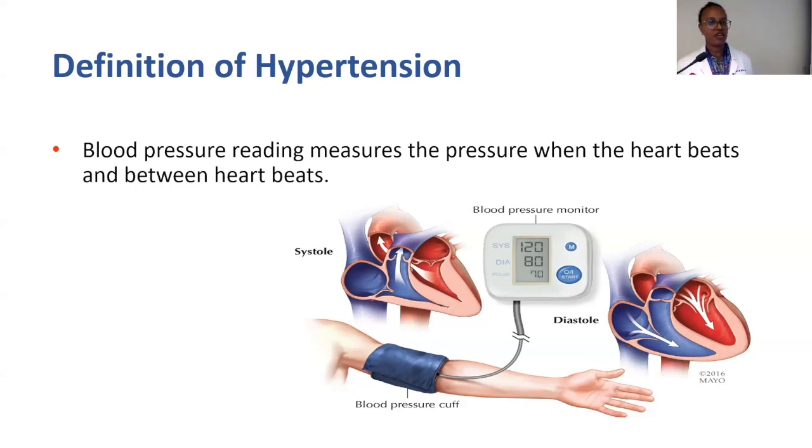So, definition of hypertension. Bear with me, some of this you may already know, but it's important to understand it because as I go into the lecture and explain some of the effects of blood pressure, it's important to understand what these numbers are. So blood pressure basically measures the pressure when the heart beats, and it measures it between heartbeats. The top number is called systolic blood pressure, and the bottom is the diastolic blood pressure.